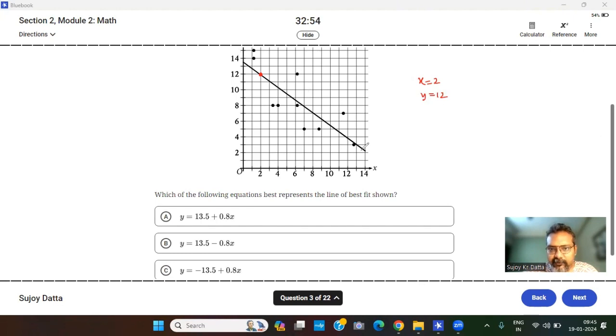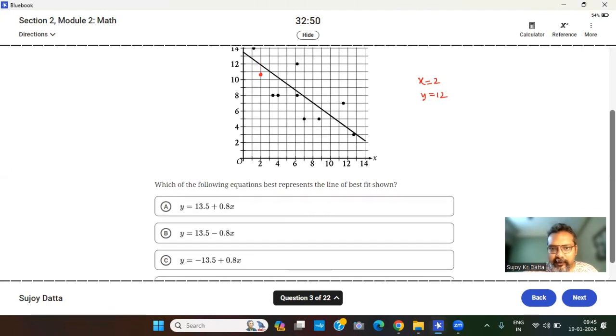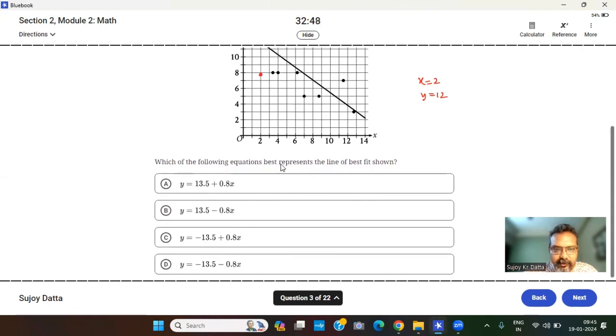First of all, this is a negative slope, right? We can in fact start with that. This is a negative slope line, sloping negative. So that means the answer has to be either B or D. It can't be A or C. Now for both B and D, if you look carefully, the slope is the same. You don't even need to do this actually. So the slope is the same, negative 0.8.